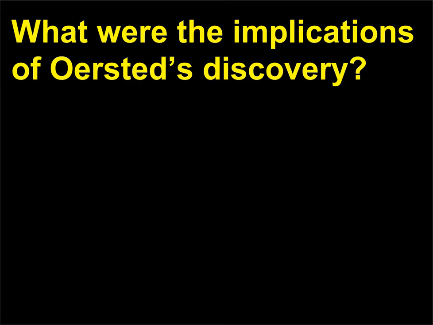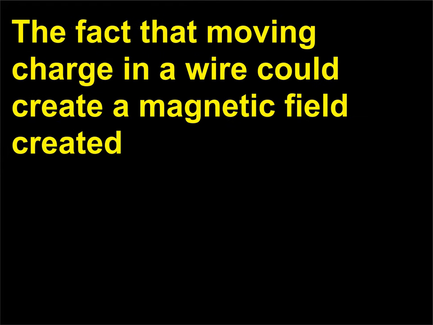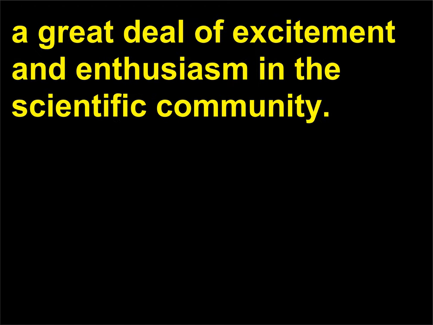What were the implications of Ørsted's discovery? The fact that moving charge in a wire could create a magnetic field created a great deal of excitement and enthusiasm in the scientific community.